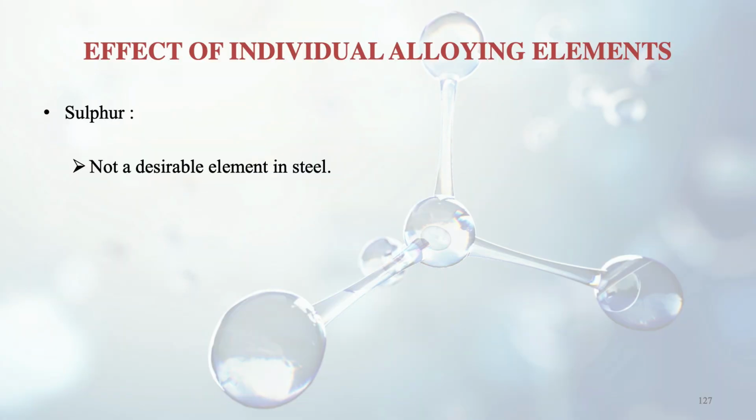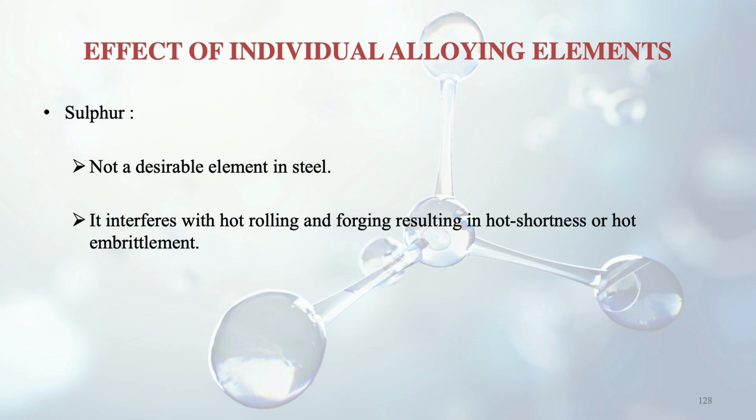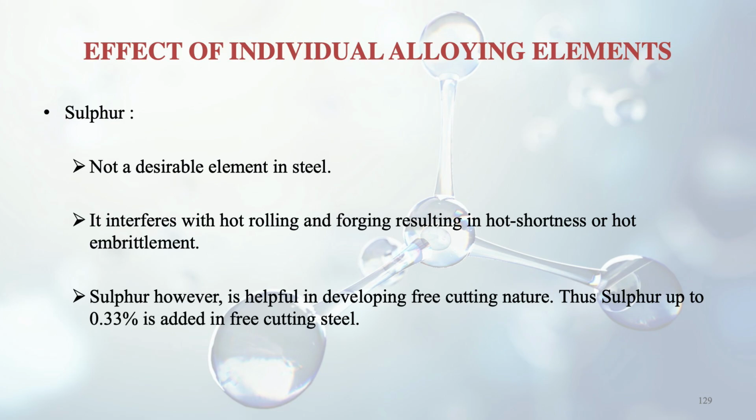So sulfur, first of all, sulfur, what does it do? It is not a desirable element in steel because it interferes with hot rolling and forging also. Thus it results in hot shortness or hot embrittlement. Meaning if the temperature is high and temperature rate is going higher and higher, then it may lead to a tendency of brittleness. That is what is meant by hot shortness. And sulfur is helpful also in some cases. How? In developing free cutting nature.